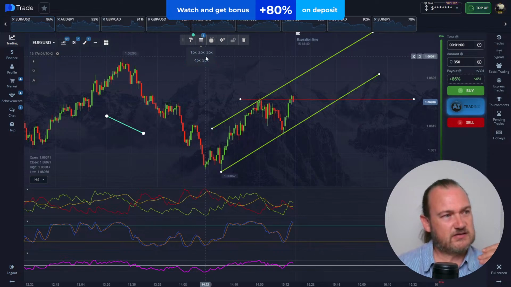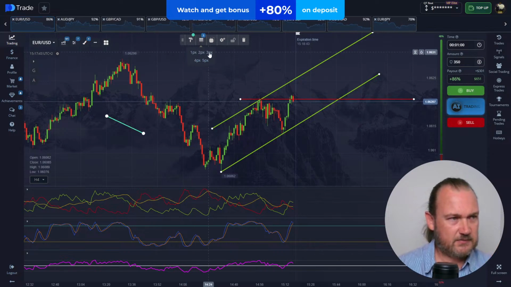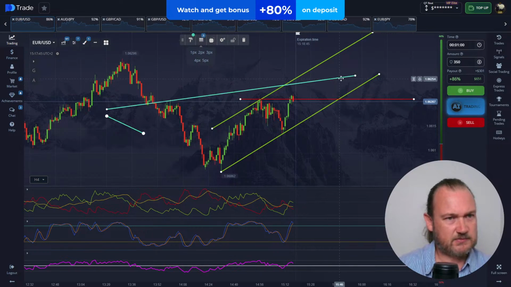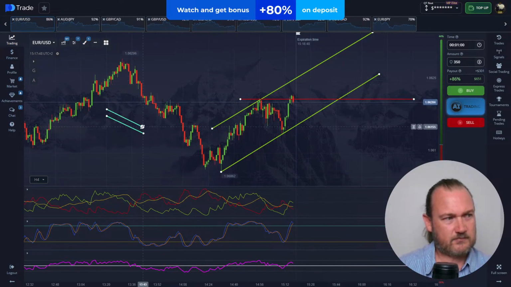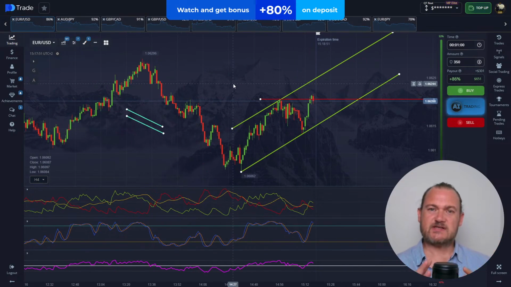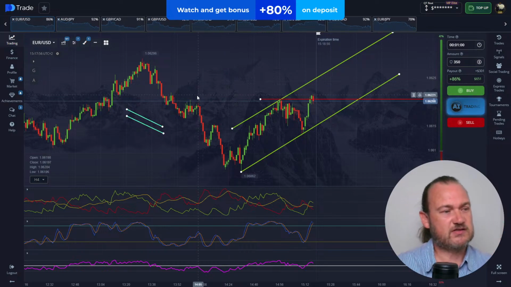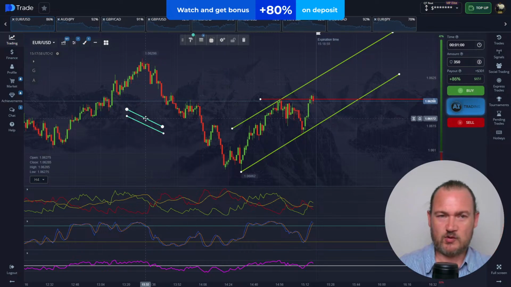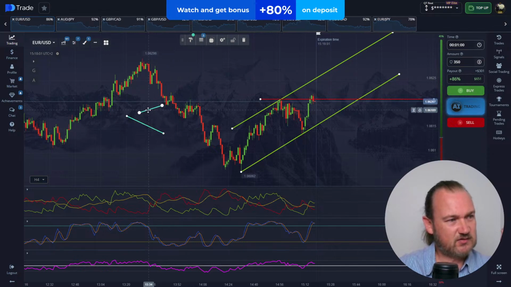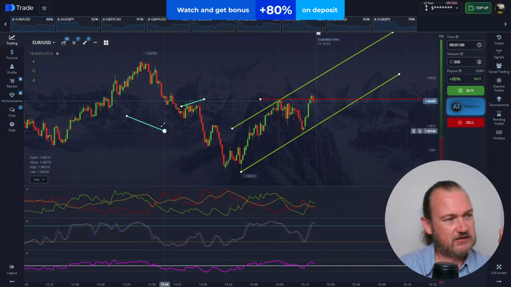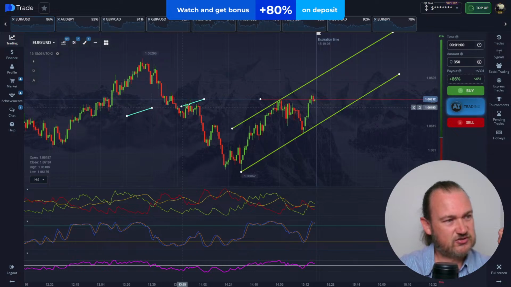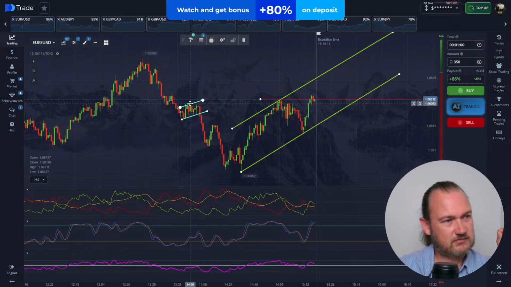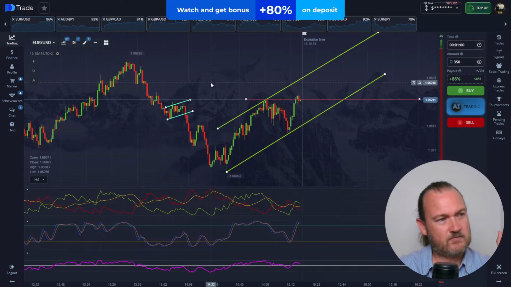A flag is a very interesting thing in the sense that when price changes direction, or when price is in a very strong trend, we will very often see price stop for a while. And this will be an example of where this happened. And you will notice that this is just a mini channel that we draw in there.